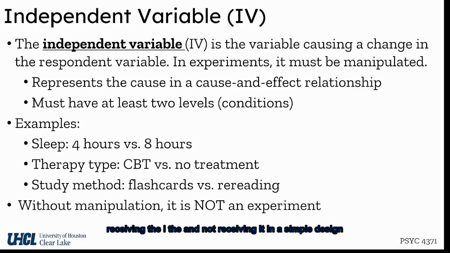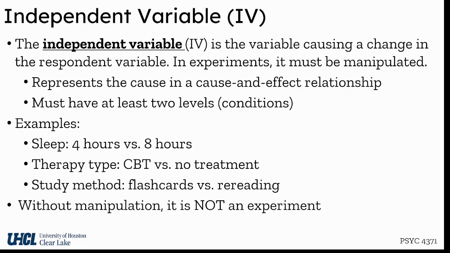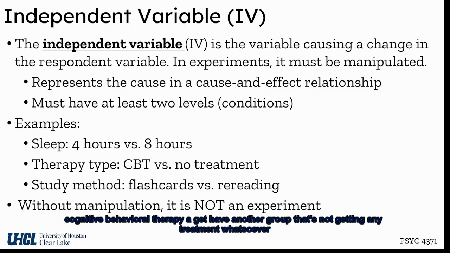Now that might be receiving the IV and not receiving it in a simple design, or it may be different levels, say, of a drug or a condition like sleep. The examples I have underneath there are all ways that I could set specific levels in an experiment. I could have some participants sleep for 4 hours, others for 8. I could be exploring different therapy types. I could have some assigned to a group to receive CBT, cognitive behavioral therapy. I could have another group that's not getting any treatment whatsoever.